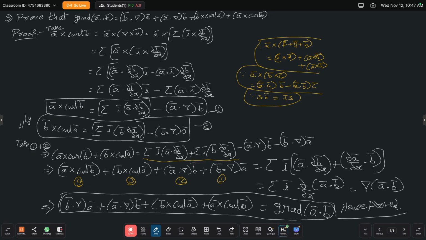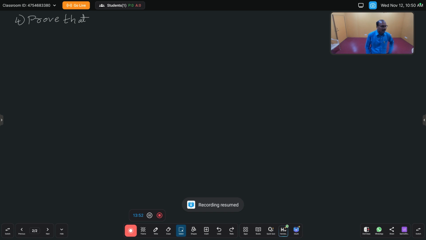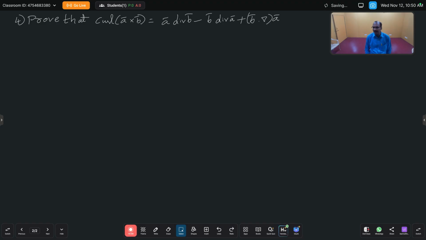Okay, so this is our third property. In the same manner, I'll go to the next property now. Now, the next vector identity is the fourth one. Here, prove that curl of A bar cross B bar equals A bar into divergence of B bar minus B bar into divergence of A bar plus B bar dot del of A bar minus A bar dot del of B bar. This we have to prove.